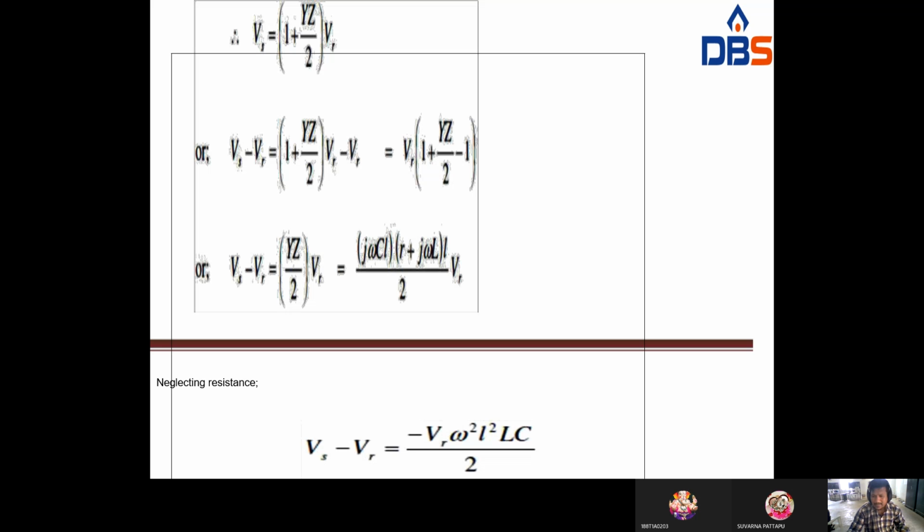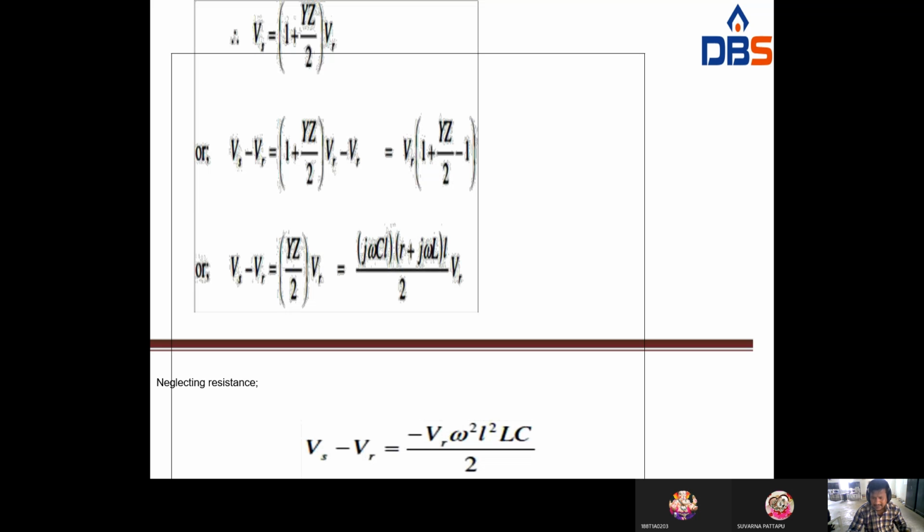What is Y? Y is nothing but the shunt admittance across the capacitor, so omega CL, and it is divided by 2. And what is Z? R plus j omega L. Neglecting the resistance here, because reactance is more than the resistance, that's why resistance is neglected. So R is neglected. What is the remaining equation? Vs minus Vr is equal to minus Vr, why? Because j squared is minus 1, times omega squared L squared, capital L C.